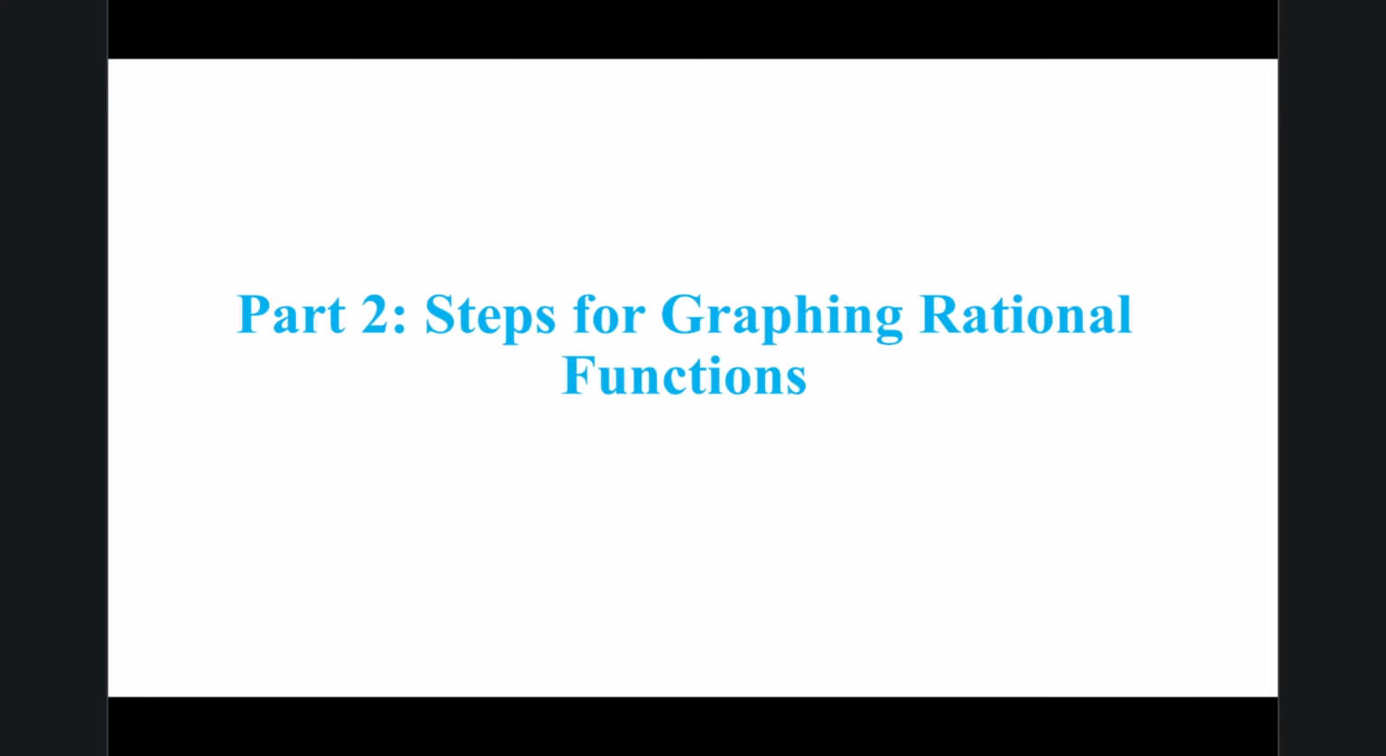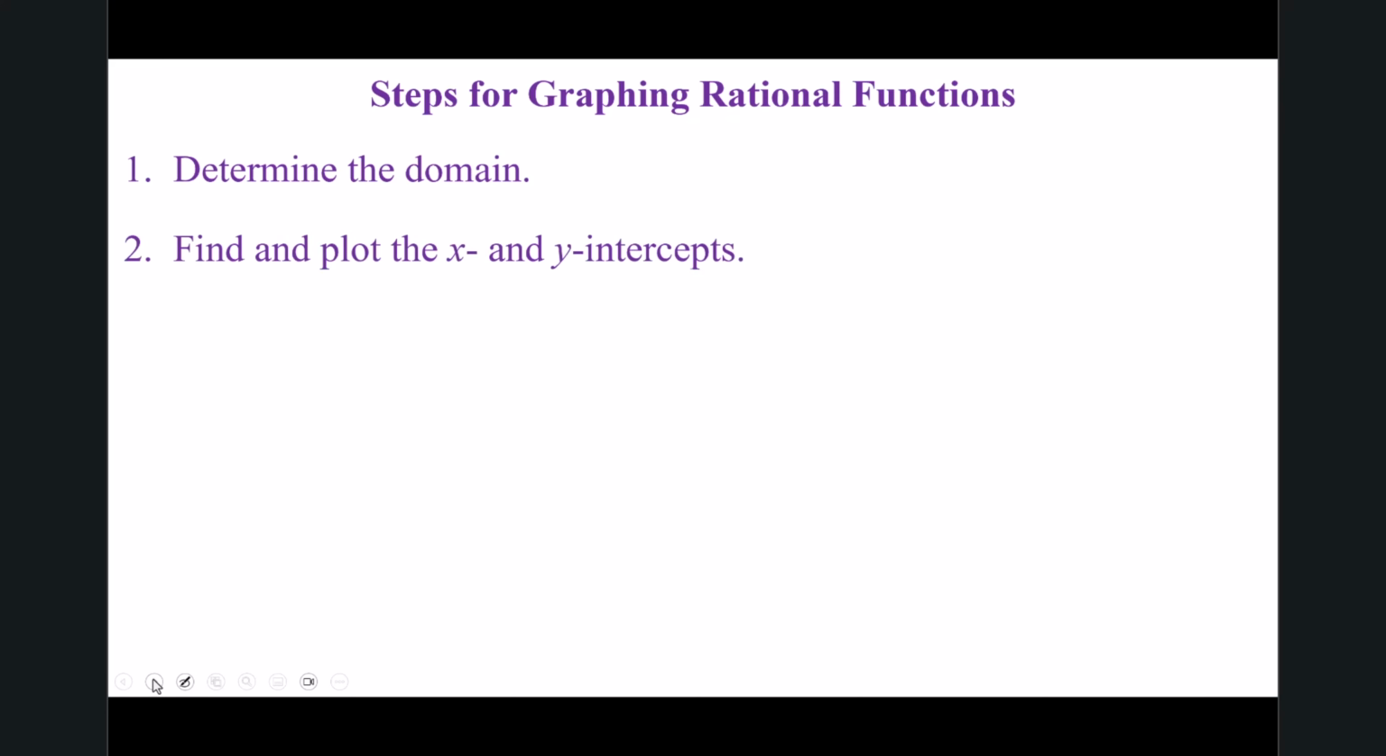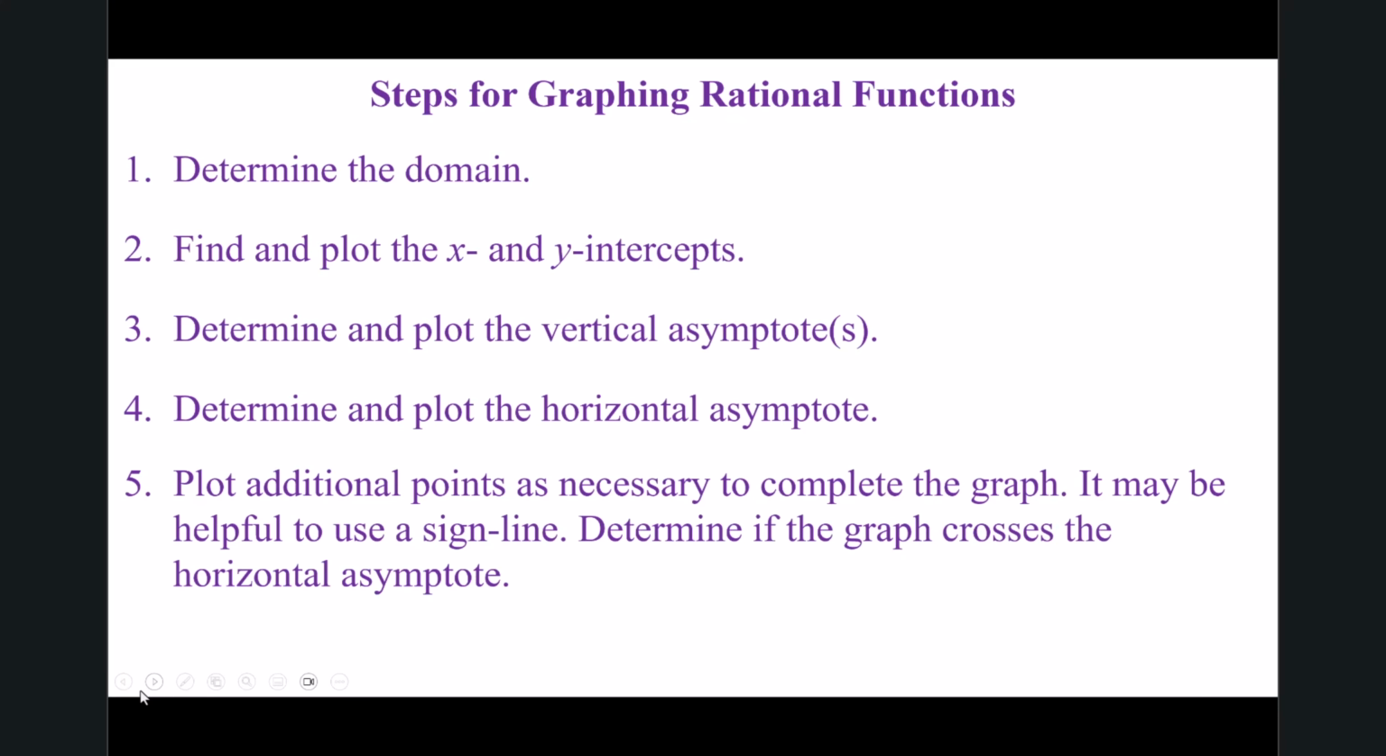Part 2, Steps for Graphing Rational Functions. Step 1, determine the domain. Like graphing any function, we always want to find the domain. Step 2, plot the x and y intercepts. Then plot the vertical asymptotes and the horizontal asymptote, and then other points as necessary.